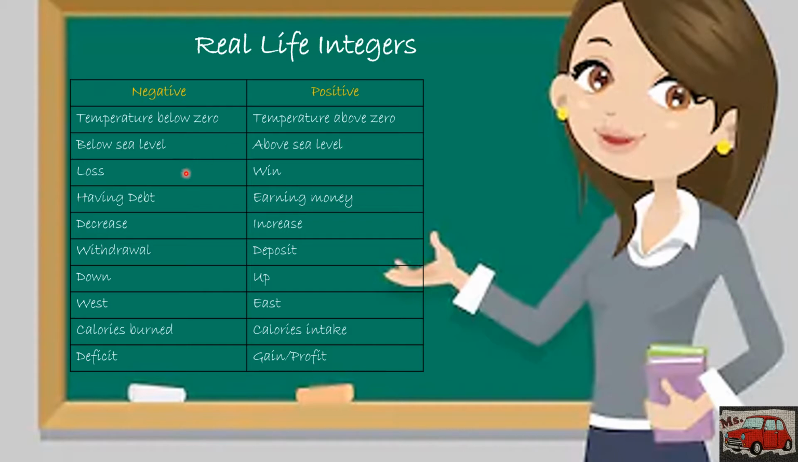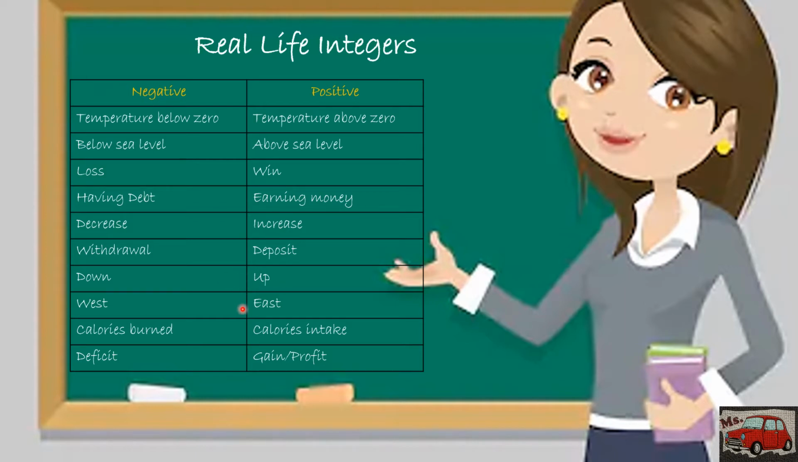Okay? Negative pag, of course, lost, natalo, babawasan yung score mo. Win, pag, madadagdagan. So, that's positive. Having debt, nagkautang versus nag-ipon, earning money. Okay? Decrease and increase. Withdrawal, kumuha ka ng pera sa account mo, sa bank account mo. Of course, mababawasan. Deposit, madadagdagan. Down and up, of course, kapag kunyari sa elevator, umakyat ka, so nadagdagan yung floor. I'm sorry, kapag down, bumaba ka, so nabawasan yung floor, 'di ba?